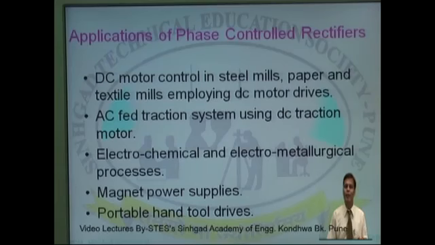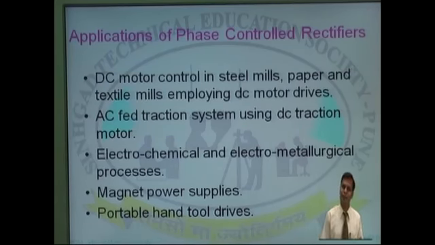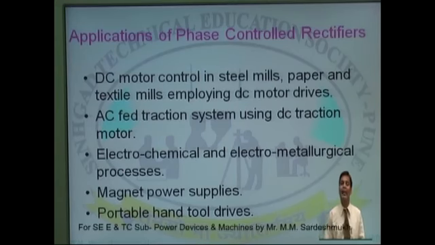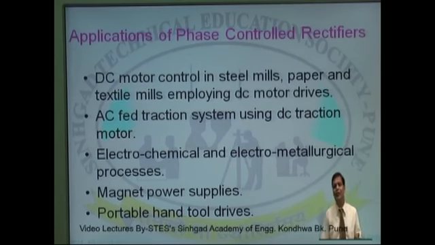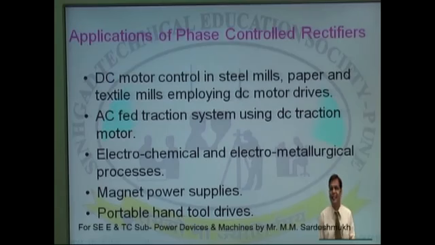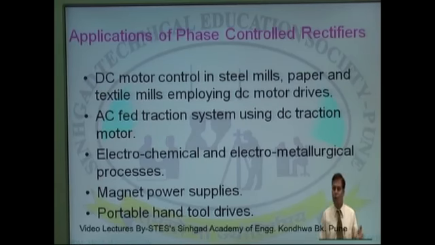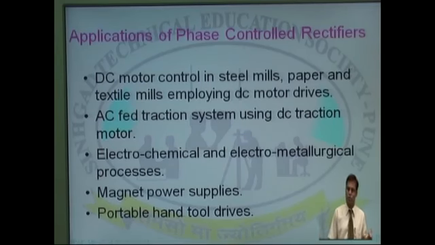Then electrochemical and electrometallurgical processes need AC to DC conversion. Then magnetic power supplies need AC to DC conversion. And portable and hand tools need AC to DC conversion. And as I told, there are many household applications where you've seen the application of AC to DC converters, that is nothing but uncontrolled rectifiers. Maybe for example, your battery mobile charger is one example, maybe your television set, maybe your radio, and so on. Many applications you might be finding where they are converting AC to DC.